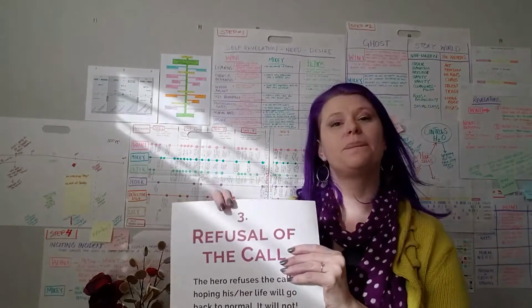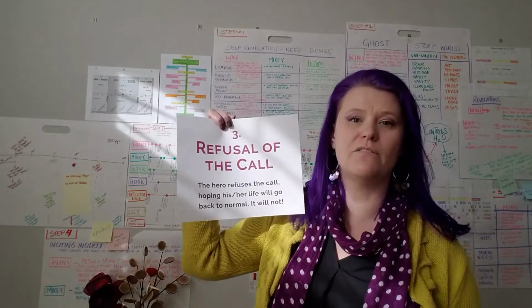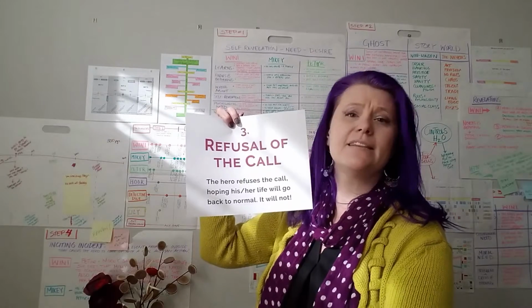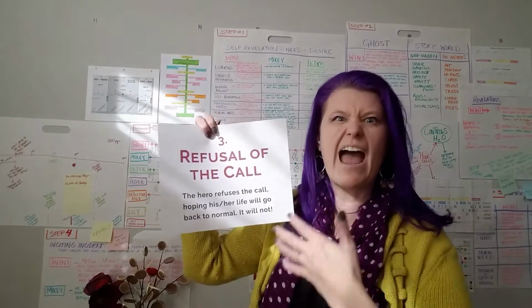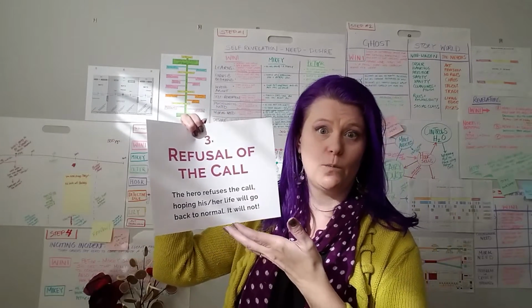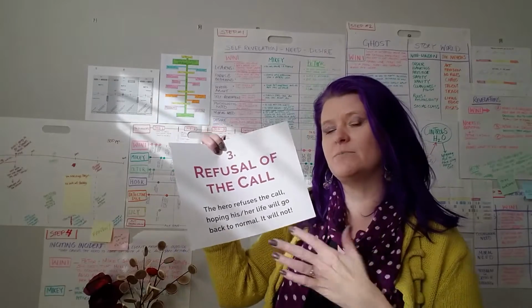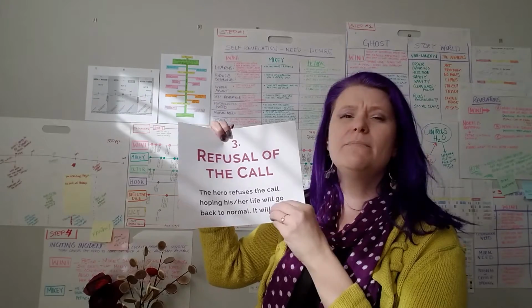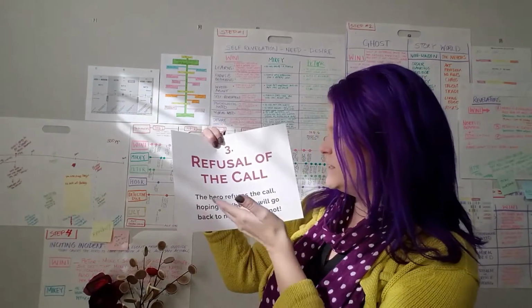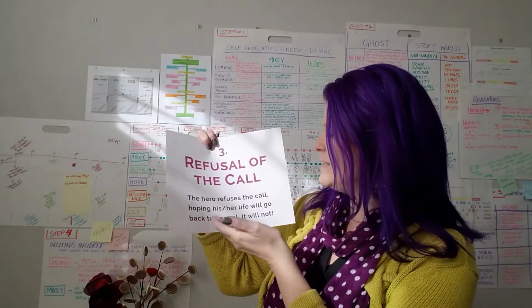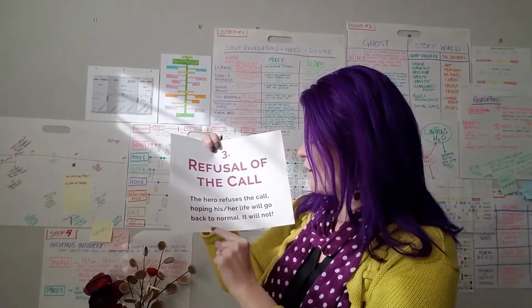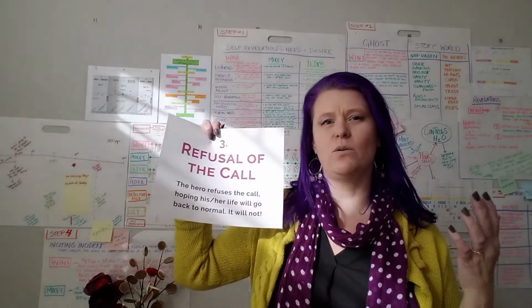Number 3. This is the refusal of the call, the refusal of whatever the inciting incident, that call to action, asked the character to do. Now, sometimes people skip this, but I think this is a really important moment to explore what really makes us human. So this is when the hero refuses the call, hoping his or her life will go back to normal, but it will not. And this is the key part here. They want their life to go back to normal.